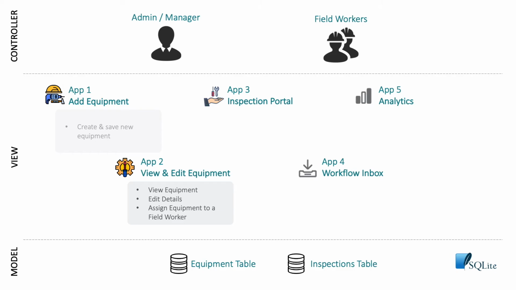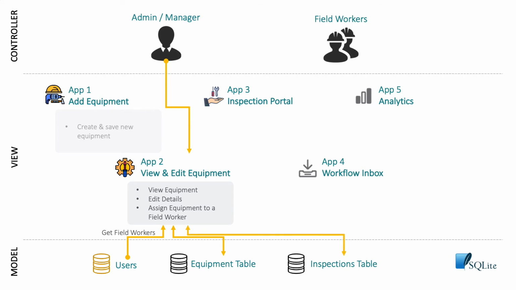Next, App 2 allows the admin or manager to view the equipment in the database and edit the details of the equipment. The other main functionality is the ability to assign a piece of equipment to a field worker, who will then be tasked with inspecting it. To do this, the app will query the users table to find a list of all the field workers and present it inside the app. This list is then used to assign a field worker to a piece of equipment, and an entry is created in the inspections table.